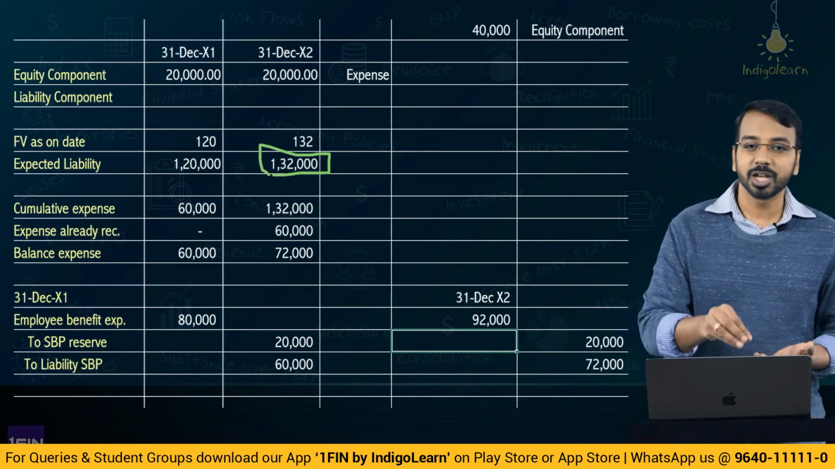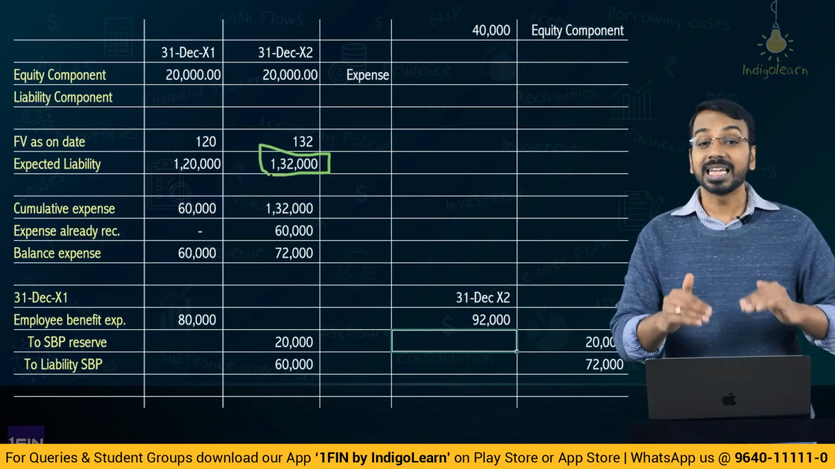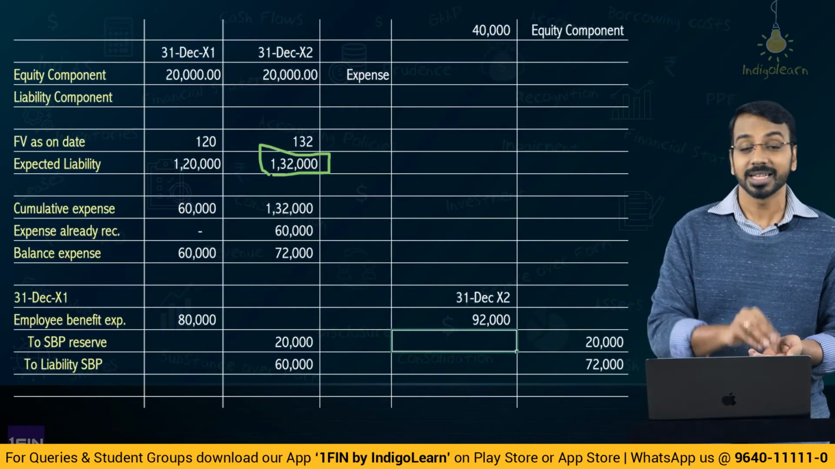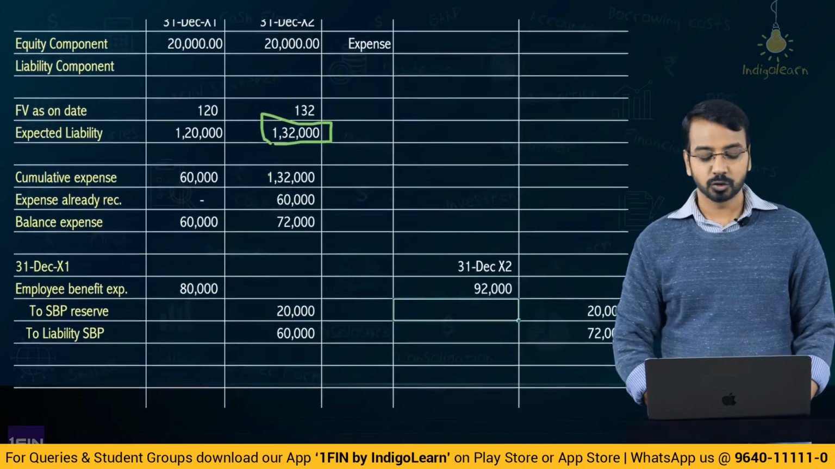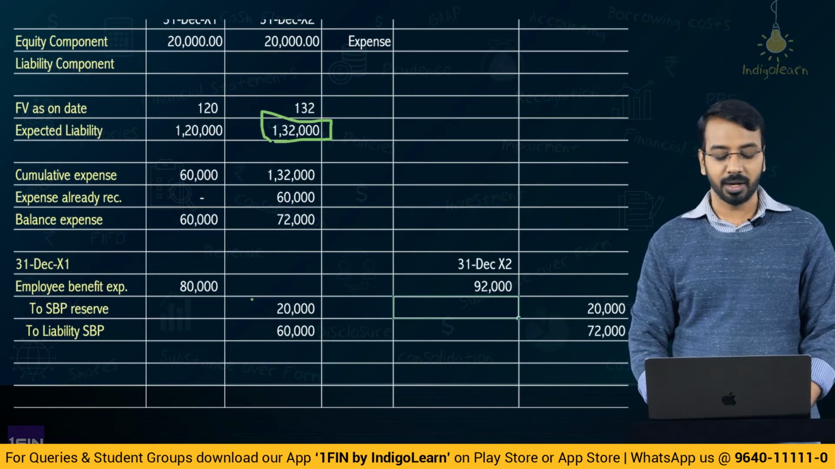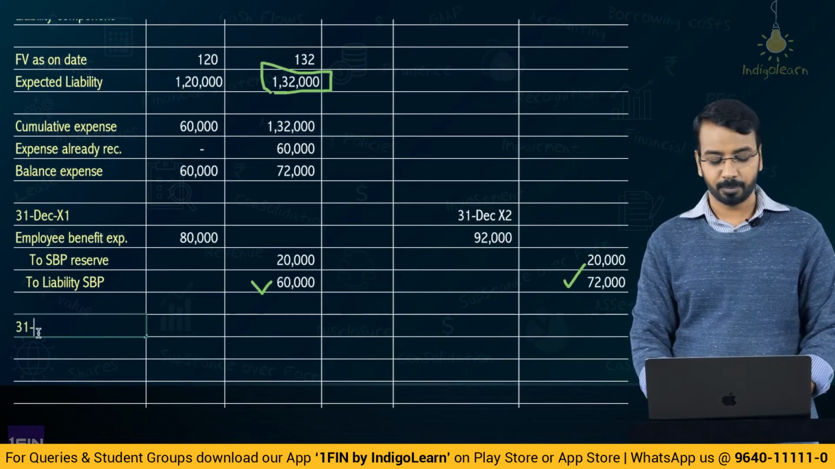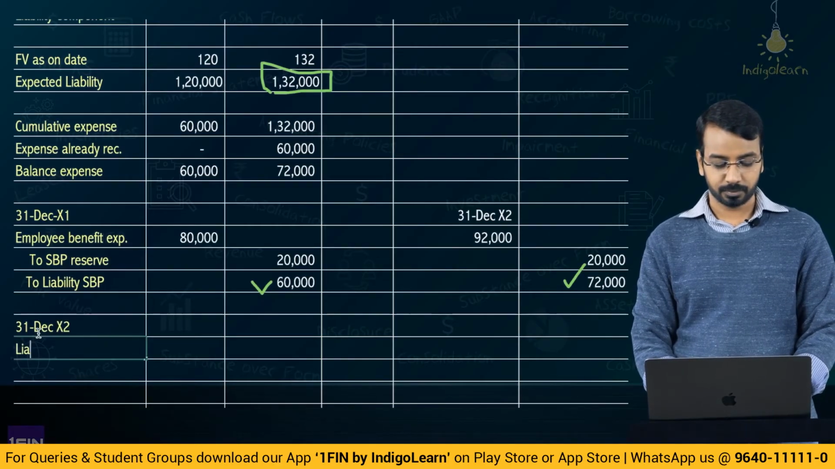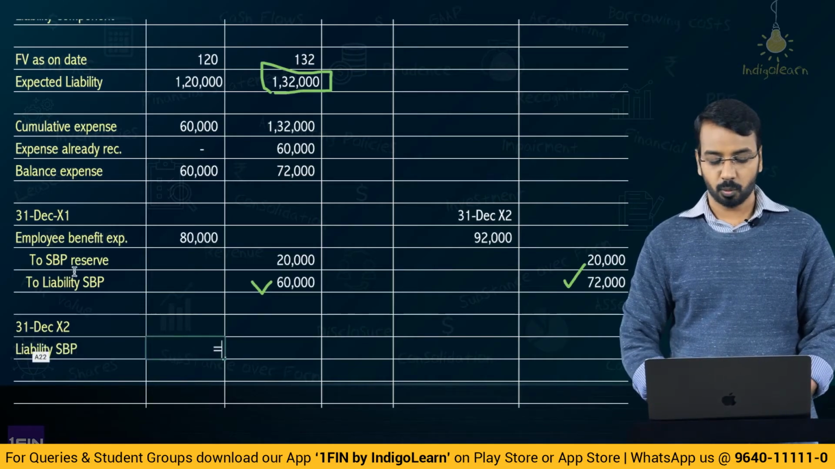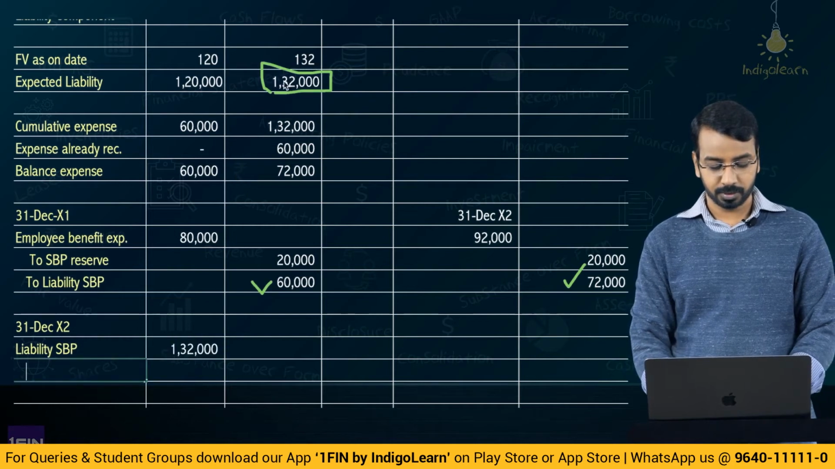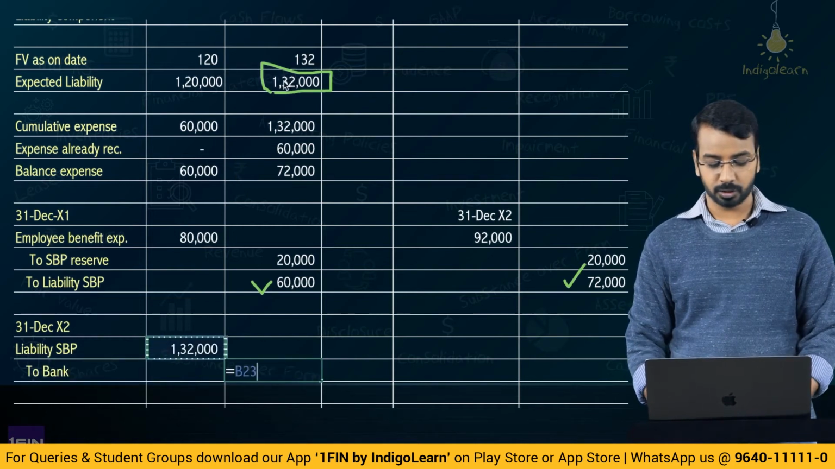Will the employee get any shares? They will not get any shares because they are giving up their rights to receive shares and instead they are taking cash, right? So this 1,32,000 is nothing but liability recognized here 60,000 and liability recognized here 72,000. So on the date of settlement, 31st December of year 2, you will say liability for SBP, that is 1,32,000 to bank 1,32,000.